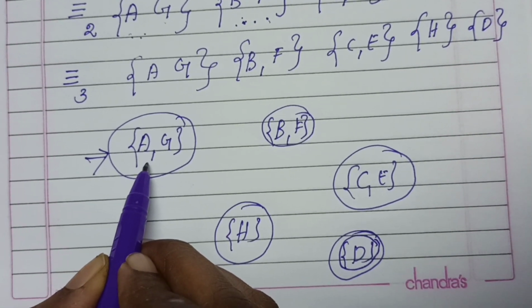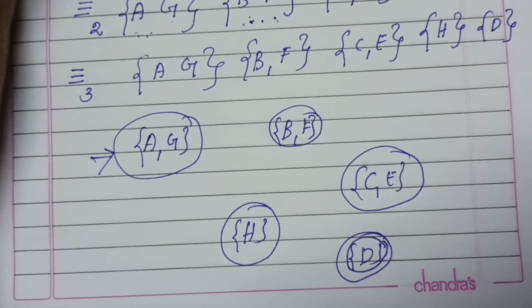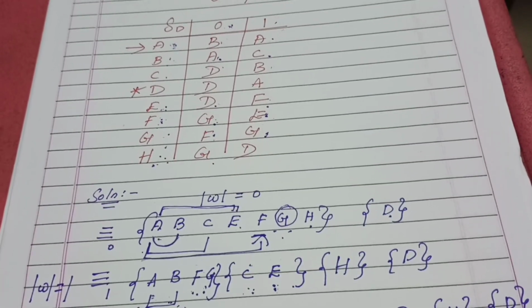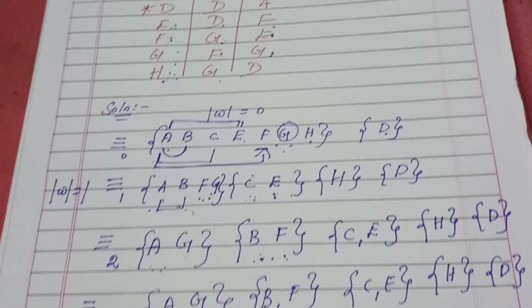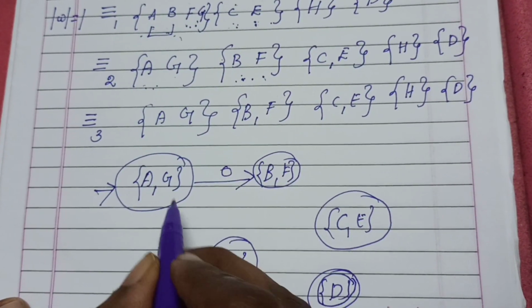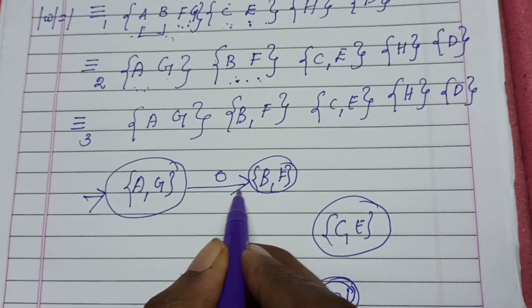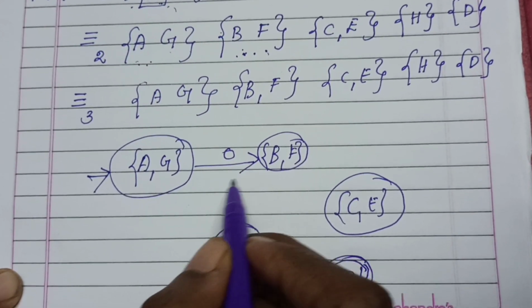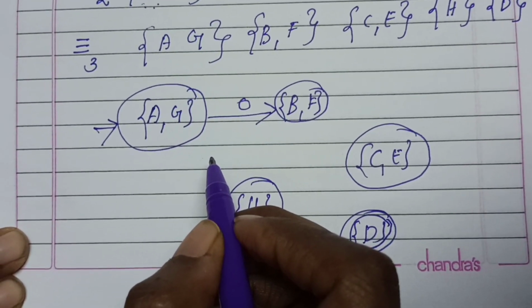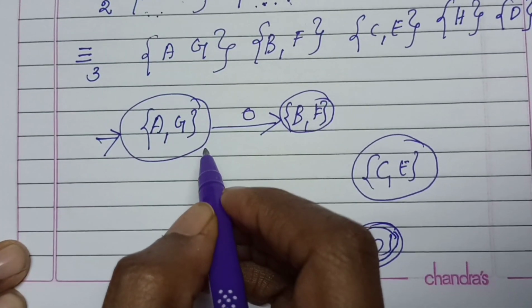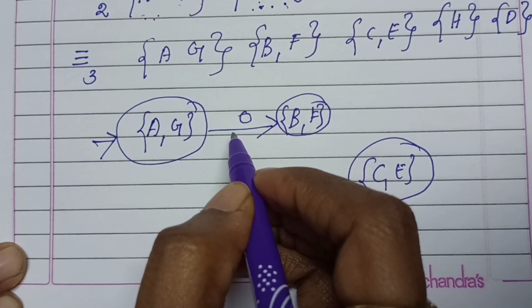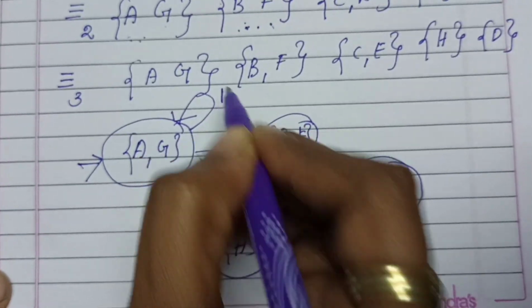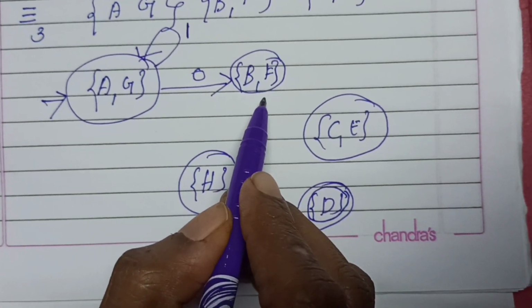From the transition table, I'm drawing it. A and G on reading 0, it goes to BF. So A on reading 0, it goes to B. G also on reading 0, it goes to F. That's why we are connecting the transition here. From A on reading 1, it goes to A itself. And G also on reading 1, it goes to G itself. That is why it's a self loop here. From the transition table, we have understood this.